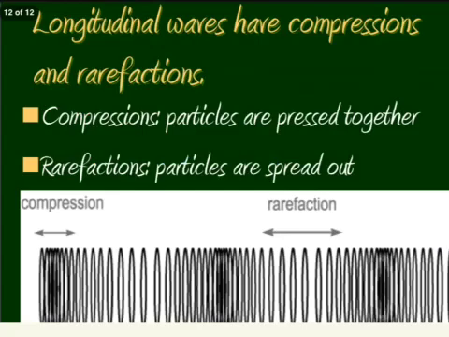Now, longitudinal waves are a little bit different than transverse waves. We've talked about wavelength and amplitude and crests and troughs, and most of that has to do with transverse waves. Longitudinal waves are a little bit different. They don't have a crest and a trough. Instead, they have something called compressions, and they have something called rarefactions.